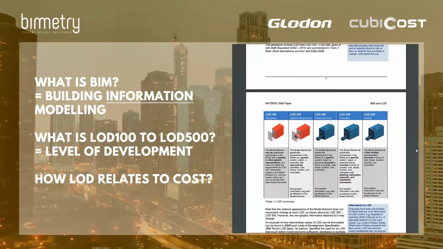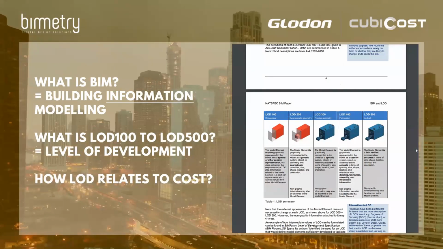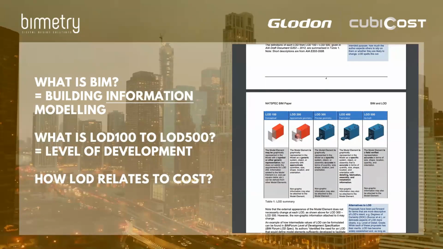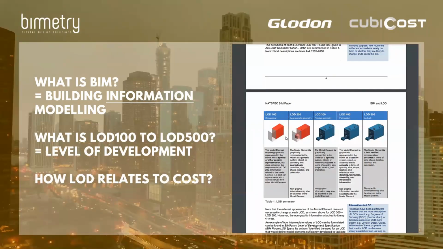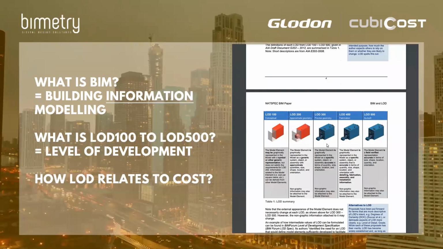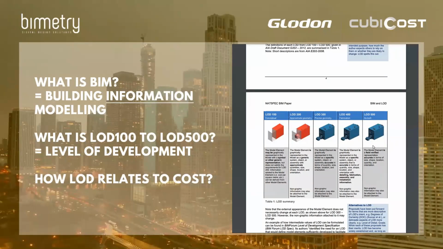LOD 200 is the model when it is in the design development phase. LOD 300 or 350 are the models we use for construction documentation. LOD 400 is the model from which we can fabricate, so we have all the nuts and bolts in this component. LOD 500 is the as-built BIM model.